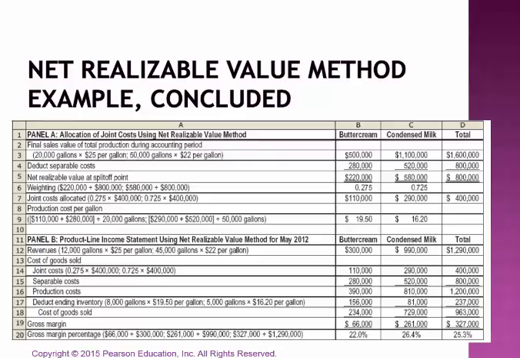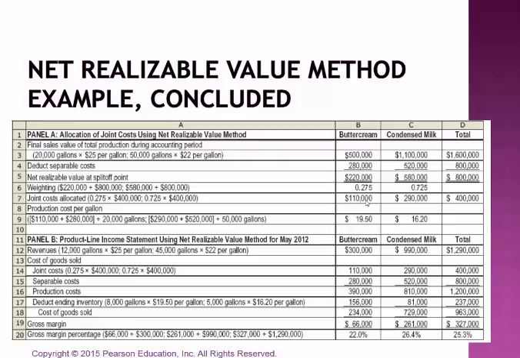All right, so $400,000 times 0.275 equals $110,000, and $400,000 times 0.725 equals $290,000. All right, so buttercream now has $280,000 in separable cost and $110,000 allocated to it of the joint cost, for a total.